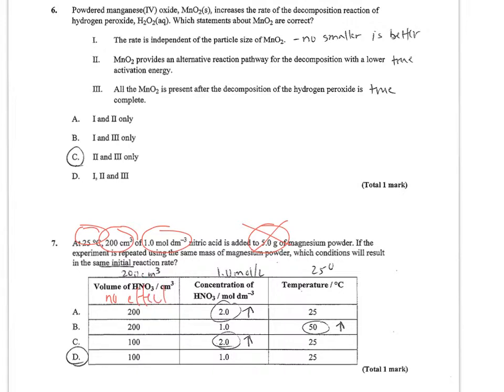So then if I look at concentration, if my original was 1 molar, increasing to 2 molar would increase my yield. So I can see that A and C are not possible because of the increase in concentration. Temperature, increasing the temperature will also increase my rate and possibly my yield. So B isn't possible. So only D, where I've cut the volume in half but kept the concentration and temperature the same, should give me the same initial reaction rate.